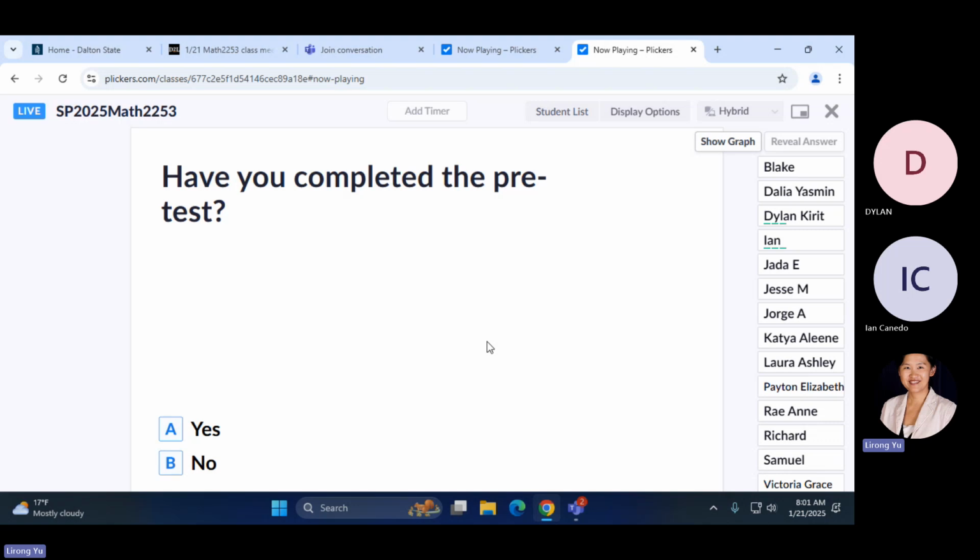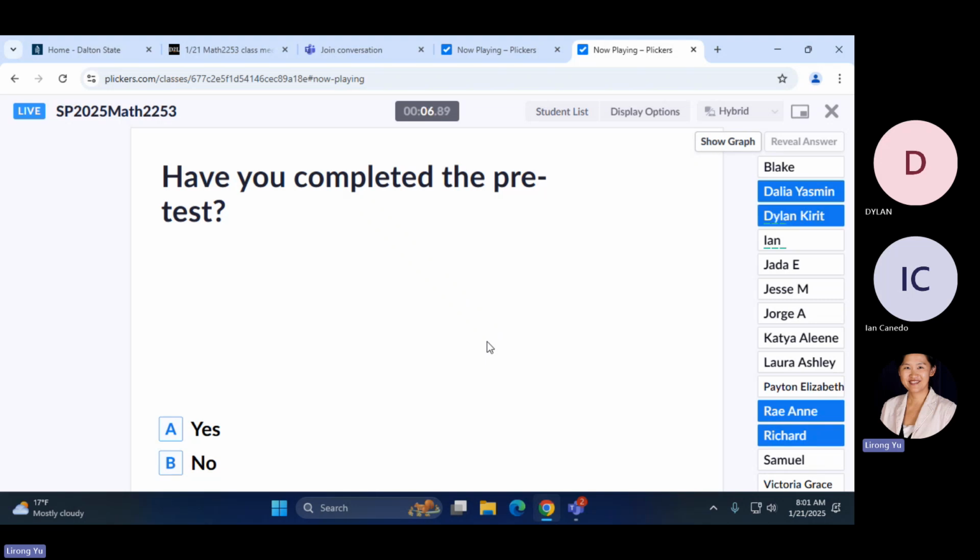I was wondering how many of us have finished the pre-test. Pre-test basically is a way to measure how much we understand at the beginning of the semester. And there will be a post-test in April, which measures how much we know after one semester of study. So this is essentially a survey question.